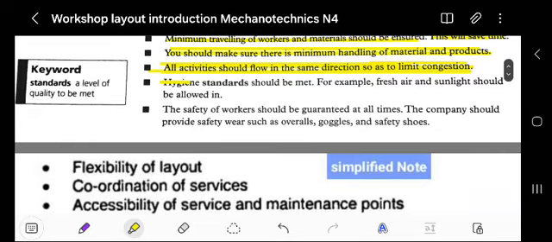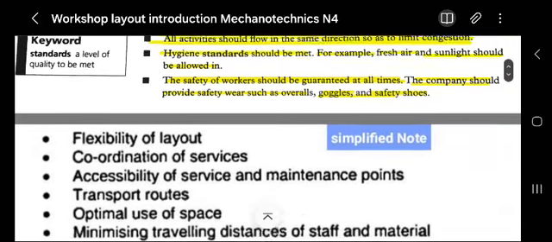Hygiene standards, which are very important, should be met. Hygiene all the time. For example, fresh air and sunlight should be allowed in, for healthy purposes. The safety of workers should be guaranteed at all times, right? The company should provide safety wear such as overalls, goggles and safety shoes to prevent accidents, fires and injuries that might take place.